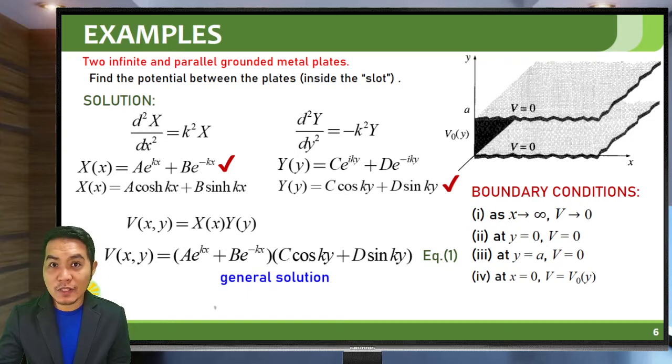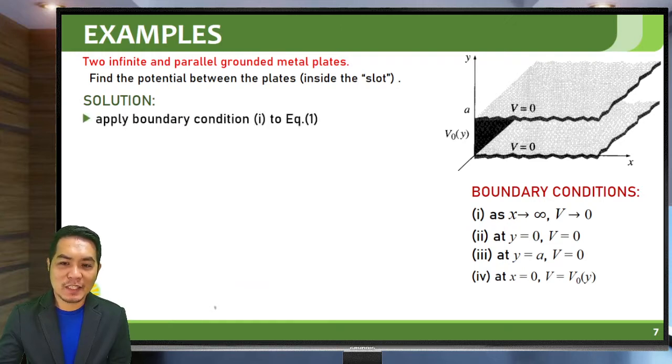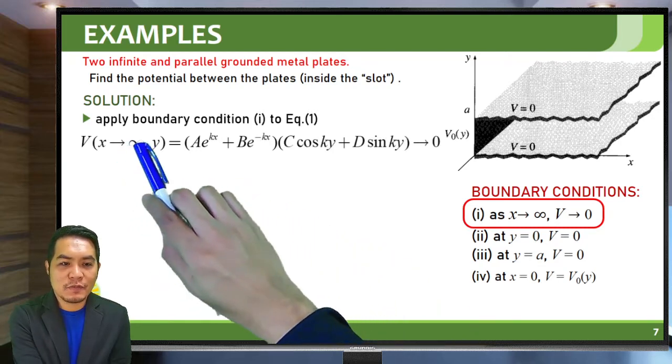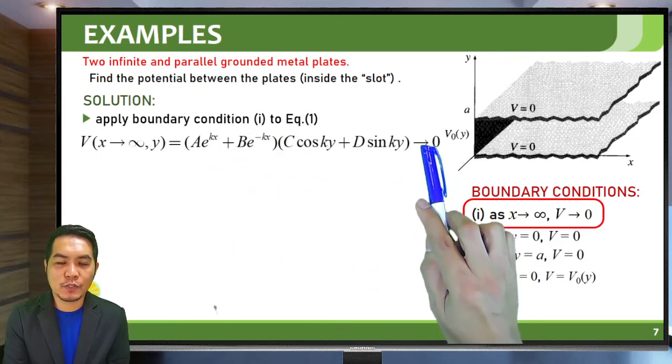So we'll now start utilizing our boundary conditions. I will now apply boundary condition 1 to our equation 1. So as x approaches infinity, the potential must approach 0. So that's the first boundary condition. When x approaches infinity, this potential must approach 0.